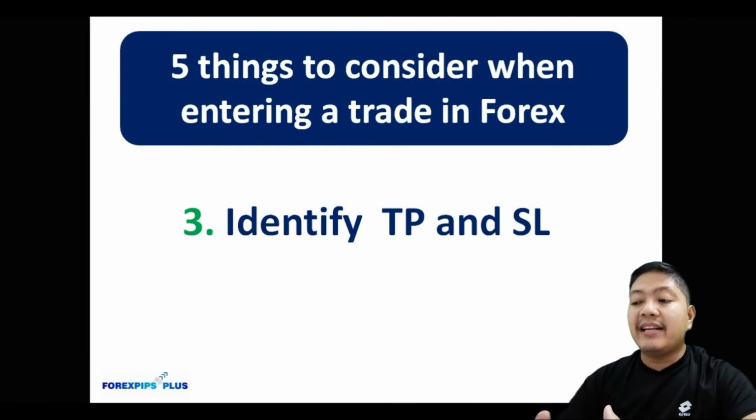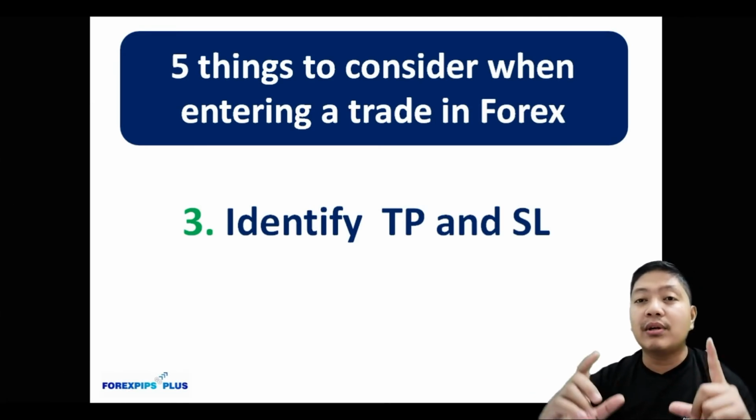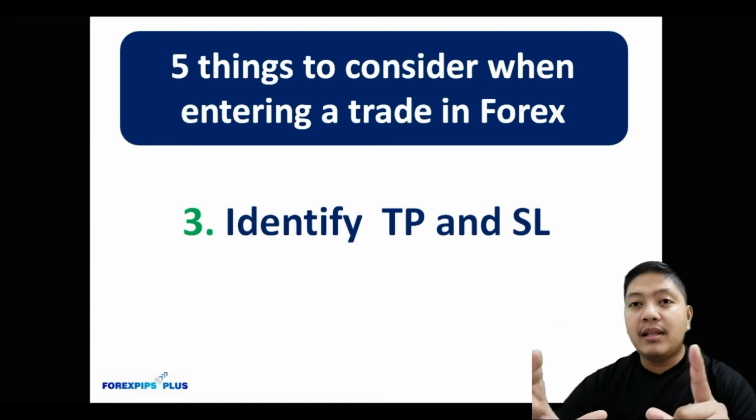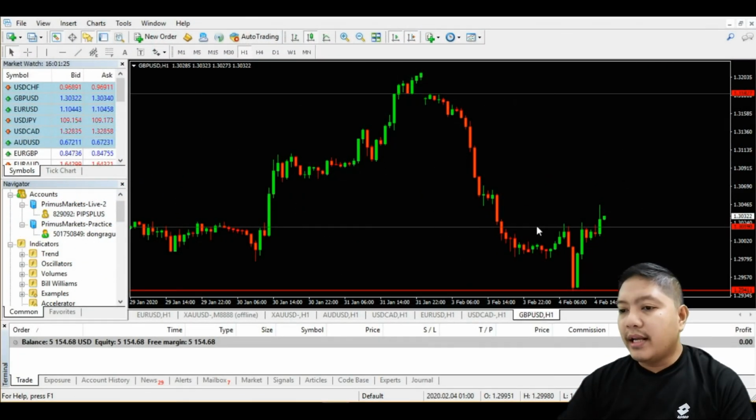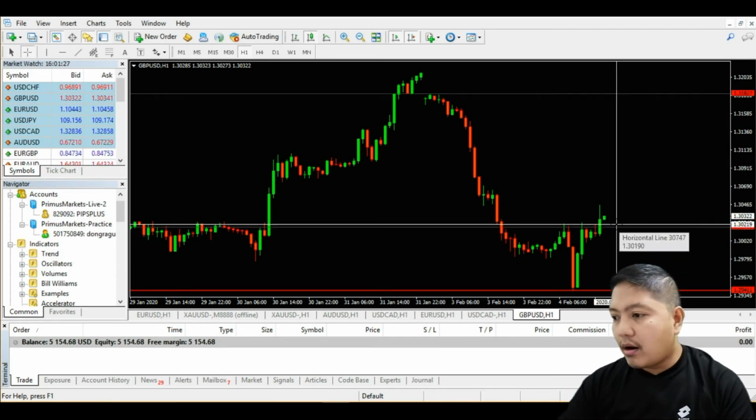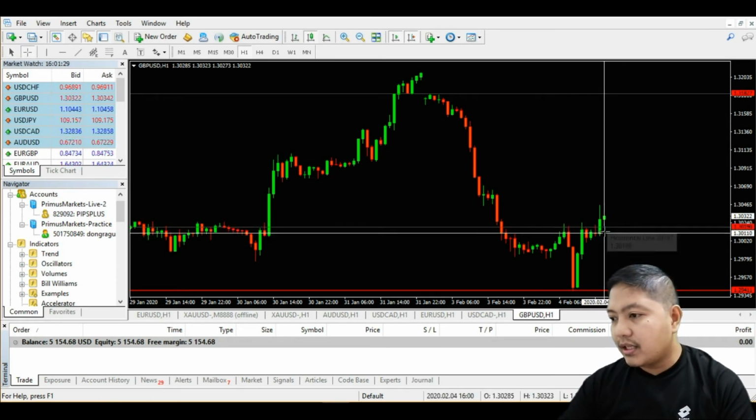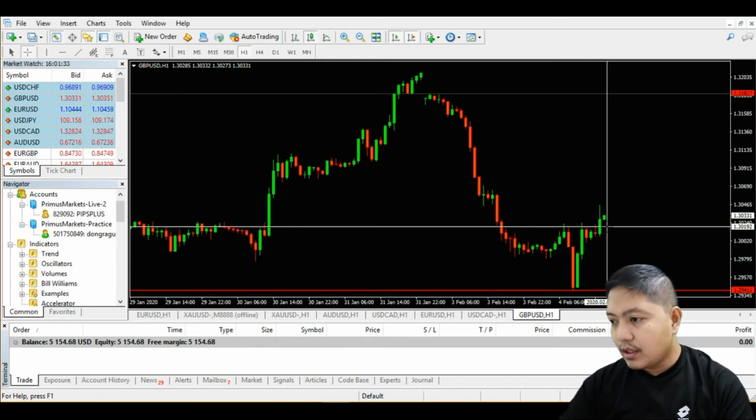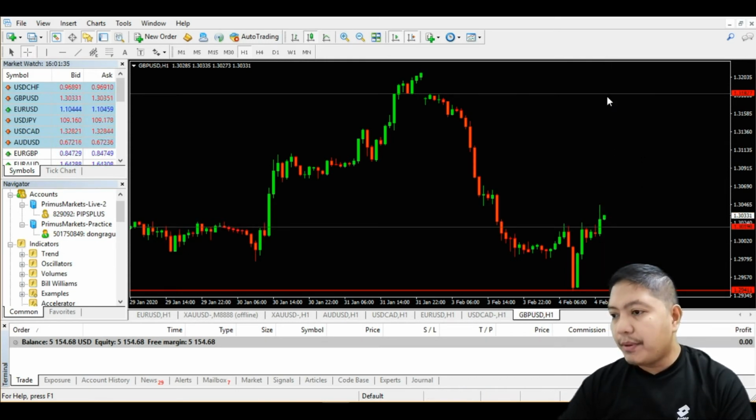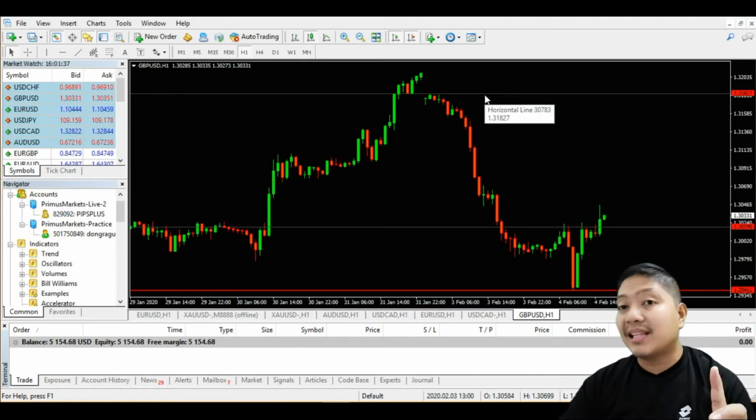Number 3 is identify your TP or your SL. So what is your TP? That is your take profit, and the SL means your stop loss. Okay, how to do that? Let's say you are here. So now you identify, you see that the market keeps going up, right? Now you identify your TP, so you need to know where your TP is.